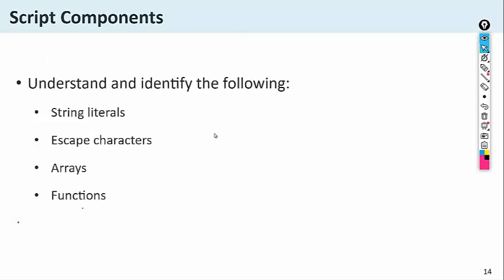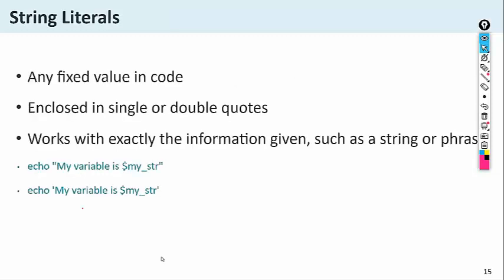Another component is string values. Strings mean any fixed value where you can put your name, your data or lengthy data. Another is escape characters, another is arrays, another is functions. These we will discuss. So string literals are fixed values. Fixed value means you are writing any quotation like this. When you put double quotation, it is considered a string literal, meaning any value, but it should be fixed, no changes.